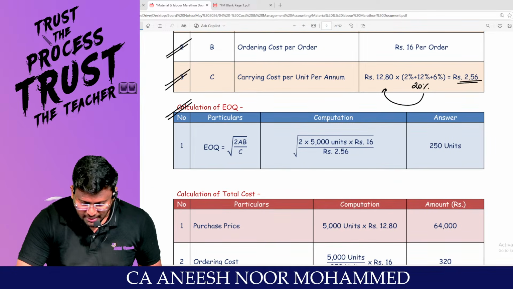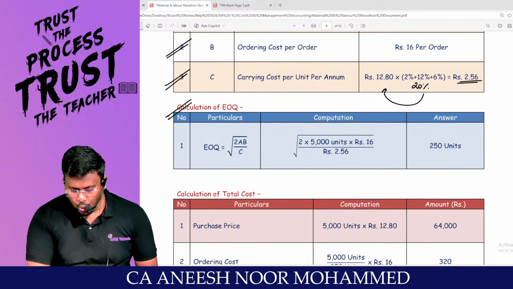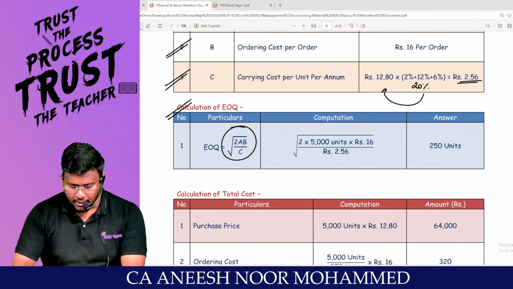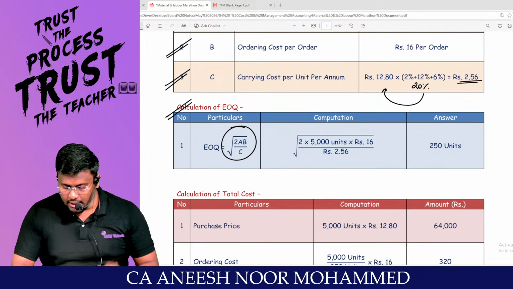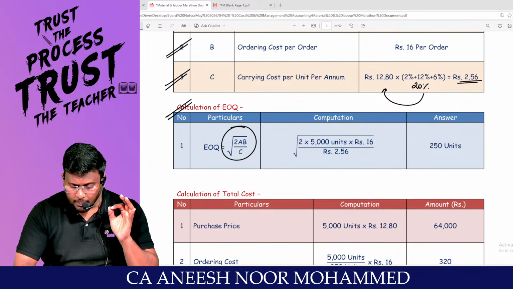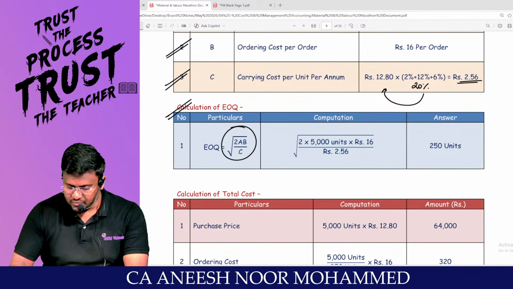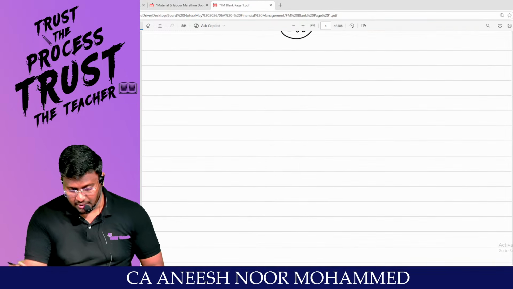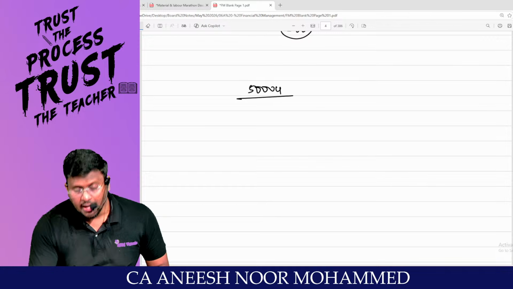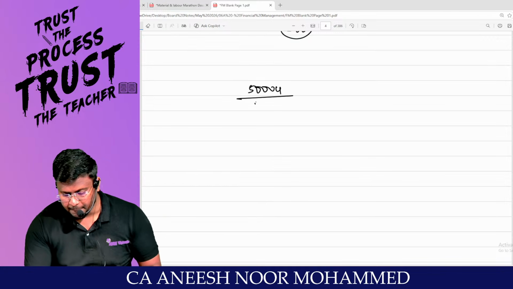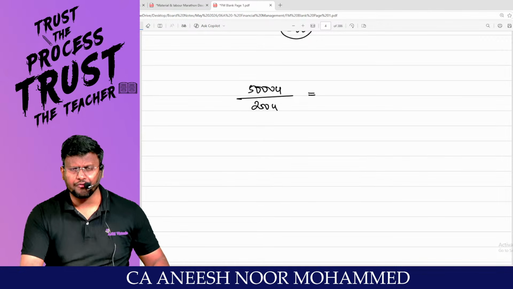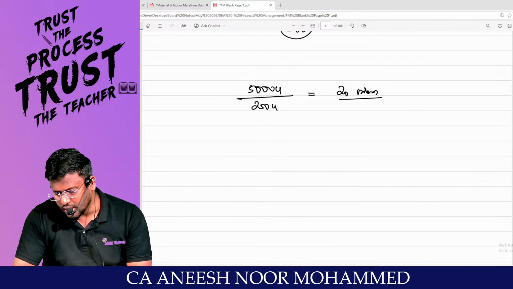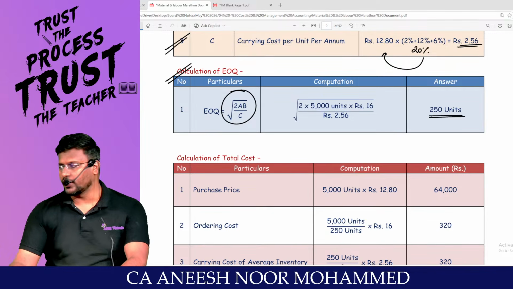Now, to carry 1 unit per annum, I am supposed to spend only 2.56. That means my revised EOQ is root of 2AB divided by C, which is 2 into 5,000 units annual requirement, into buying cost 16, divided by carrying cost per unit per annum 2.56. It comes to 62,500. If you take the root, 250 units. In a year I need 5,000 units. I am not going to order 200 units per time; I will order only 250 units. So 5,000 divided by 250 comes to 20 orders, and for these 20 orders only I will incur the ordering cost.